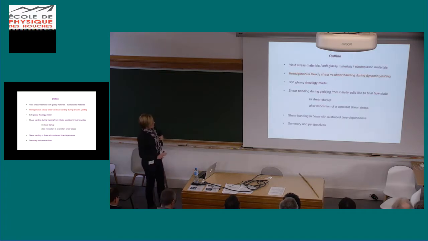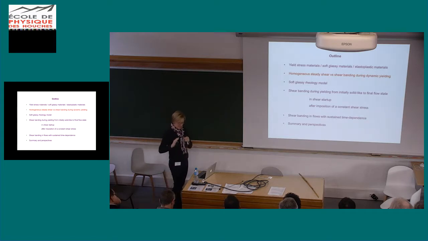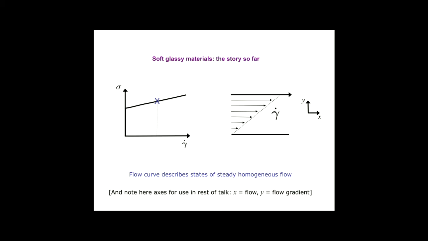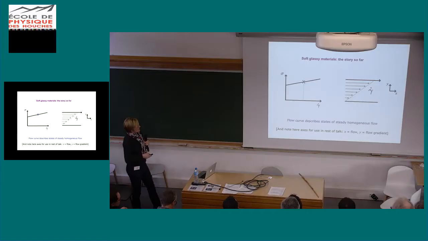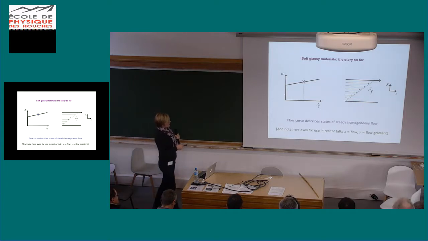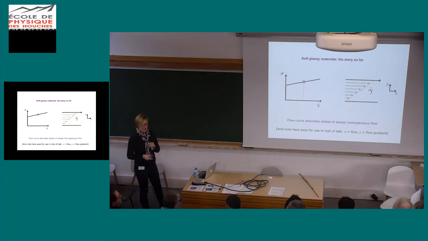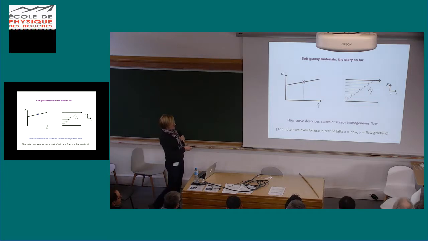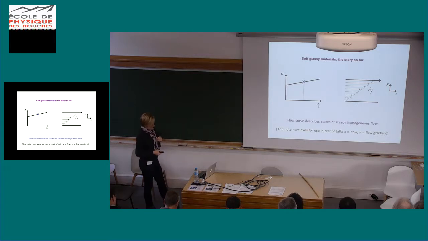Okay, so having focused in on that class of materials that in the ultimate steady fluidized state flow in a homogeneous way, I now want to talk about the process of dynamic yielding. So far we've just introduced this notion of a flow curve with a solid region here where the material can support a stress without flowing, and a fluidized flowing state here in which the flow state is homogeneous in the ultimate steady flowing state. And I'd just like to take the opportunity to define here the axes that I'll use for the rest of the talk. So the flow gradient direction will always be denoted y, and the main flow direction will be denoted x.